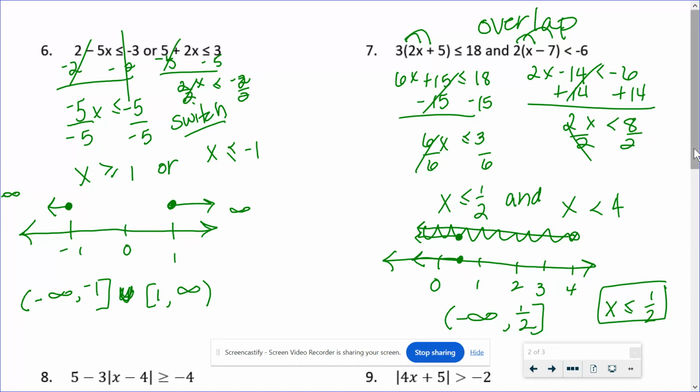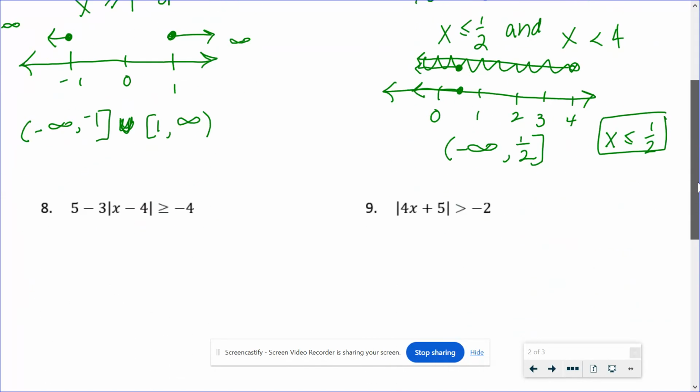All right, hopefully you're doing great with this. Again, struggling with sliding this. What is going on? Okay.